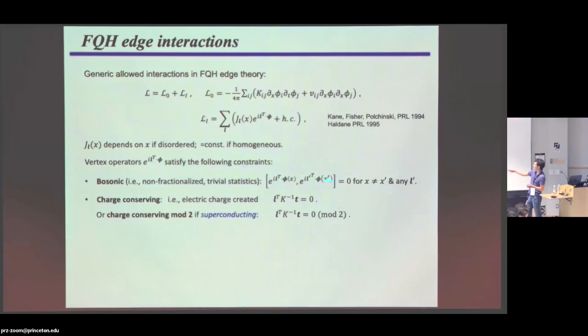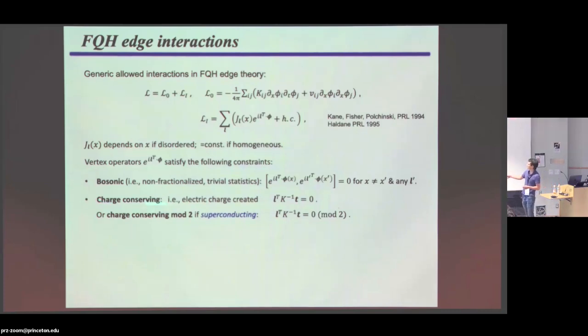That means if I exchange two operators at different positions, they should be unchanged, or that means these two operators commute. And these two operators commuting basically says the statistical angle for this operator is 0 mod 2π. Recall that earlier we talked about the statistical angle being basically the phase you gain when you exchange two vertex operators.